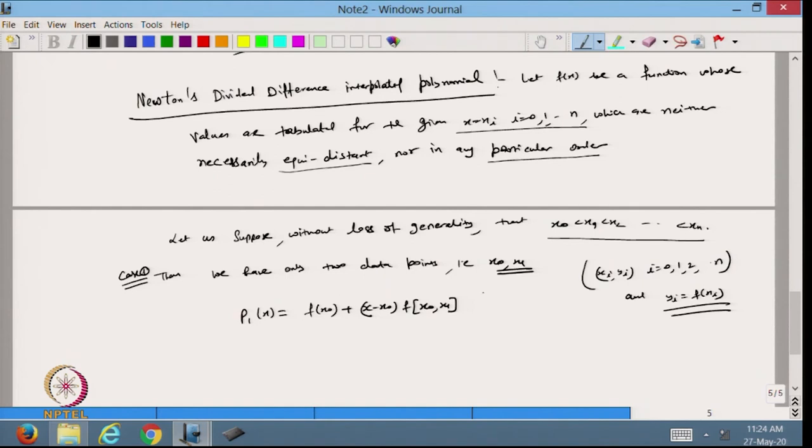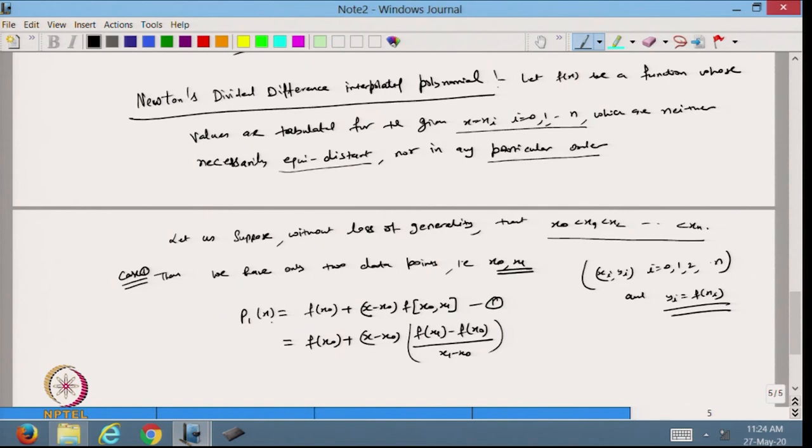Now let us check this. So now from here I know that if I am passing through two points it should be linear. So it is a linear interpolating polynomial, and if I put x equal to x0, this (x minus x0) will cancel out, I will get f(x0). That should be there. And if I put p1(x1), so this will be x1, and from here I can write f(x1) minus f(x0) divided by x1 minus x0.